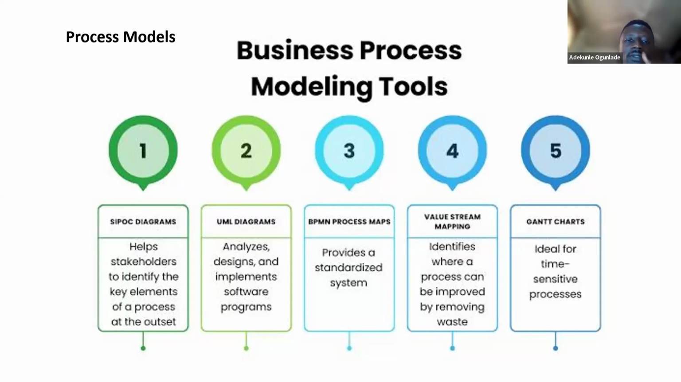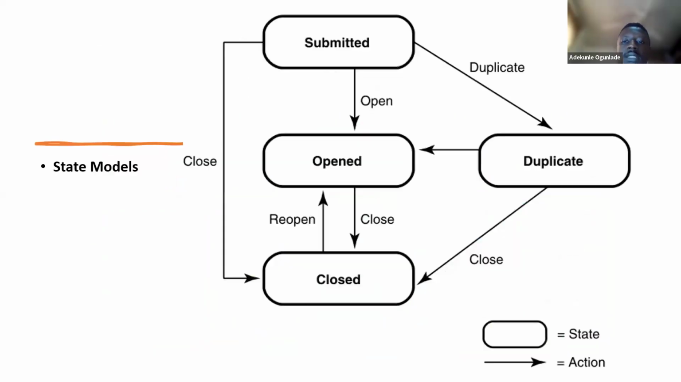Gantt charts are ideal for time-sensitive project processes, to know when a particular task should start and when it should end. The next one is state modeling. This talks about the states of a particular process. For example, once you open a request, let's say a support request, for some of us, you send support requests to some companies and you see it as opened.